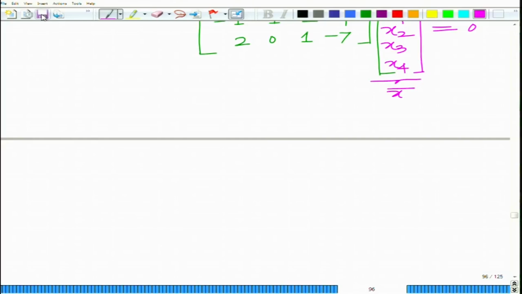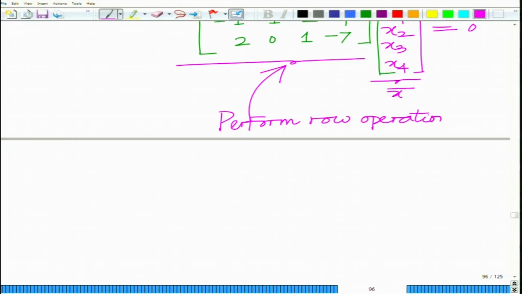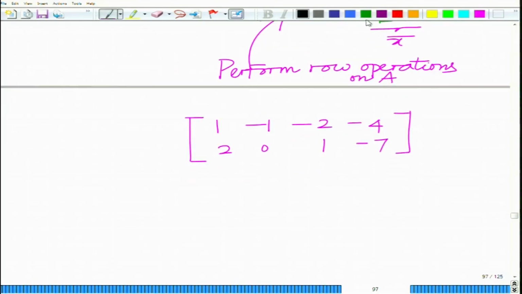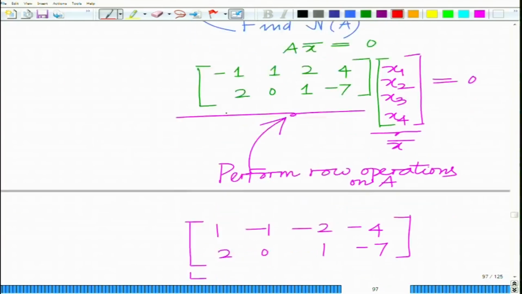Okay. What we will do now is we will perform row operations on the matrix A. So, we have minus 1, 1, 2, 4, 2, 0, minus 1, 7. First, what we are going to do is reduce the pivot to 1.